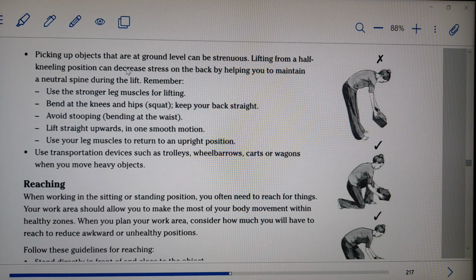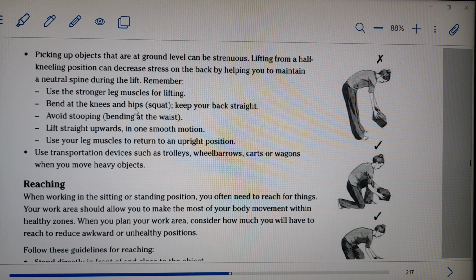Picking up objects that are at ground level can be strenuous. Lifting from a half kneeling position can decrease stress on the back by helping you to maintain a neutral spine during the lift. Remember, use the stronger leg muscle for lifting.